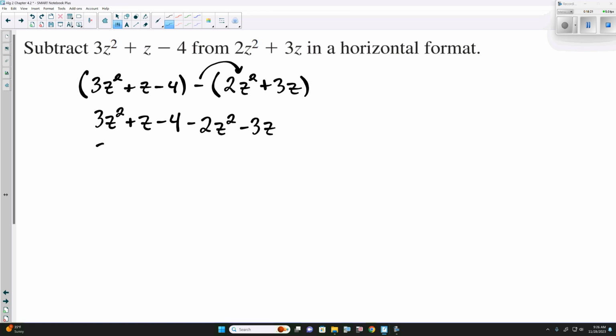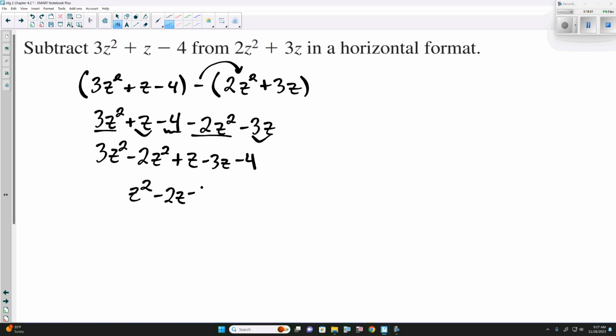And at this point here, we can put the terms next to each other. So we'd have our 3z squared and negative 2z squared. Our positive z and negative 3z. And we have our minus 4. If we combine like terms, 3z squared minus 2z squared is z squared. Z minus 3z is negative 2z. And we still have our negative 4.